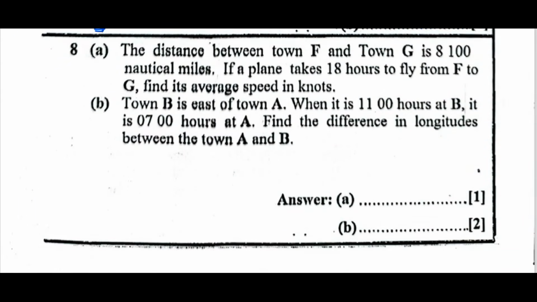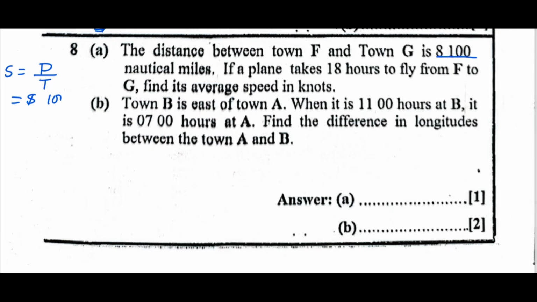So we can now move on to question 8a. The distance between town F and town G is 8,100 nautical miles. If a plane takes 18 hours to fly from F to G, find its average speed in knots. So speed is equal to distance over time. So the distance, we have it.